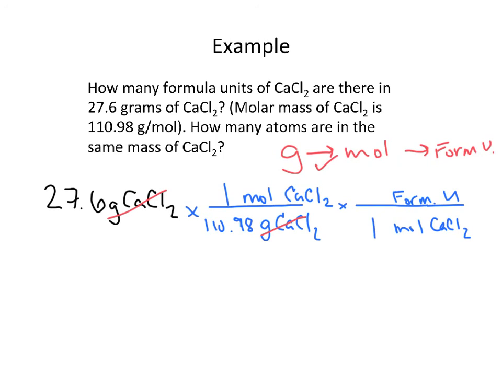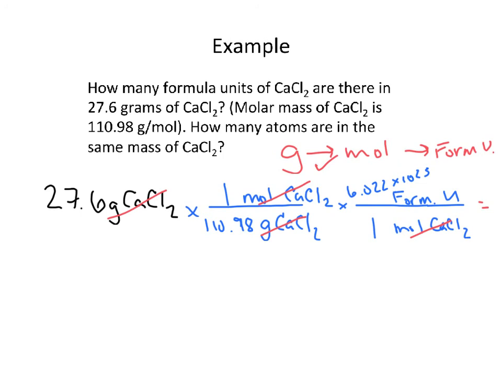For every 1 mole of anything, in this case calcium chloride, it will have 6.022 times 10 to the 23rd formula units. The moles cancel out, and now I'm in formula units. So now I'm ready to calculate.